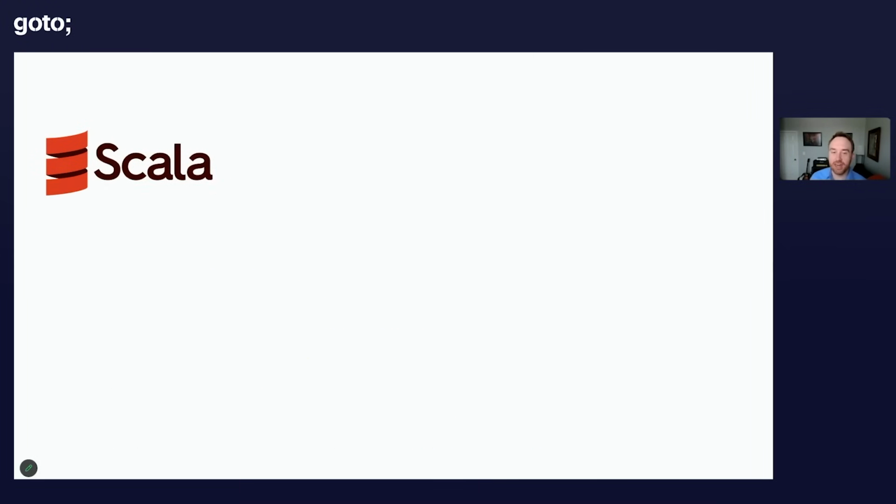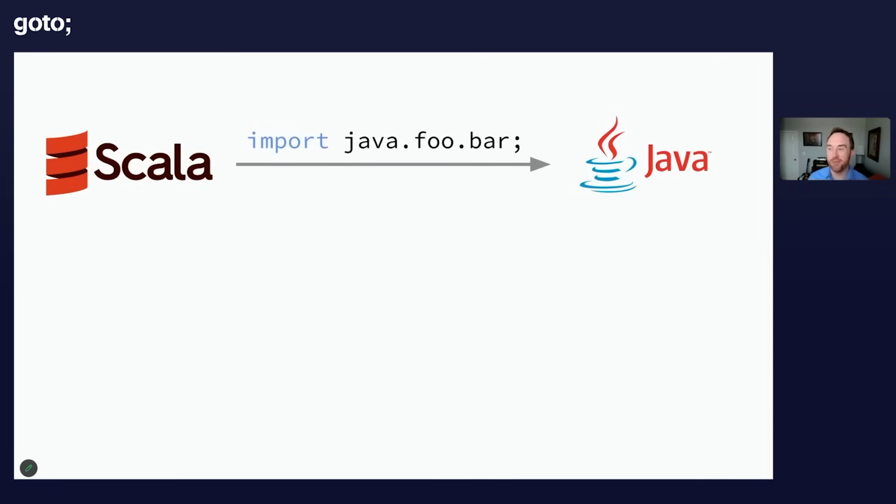A good experience that I've had with calling functions across languages reminds me of a time when I used to do Scala. If I was in Scala and I happened to want to call a function in Java, it was super easy. There was syntax for it. I could just import the Java function and call it right away.